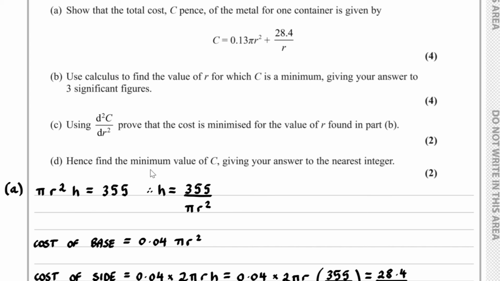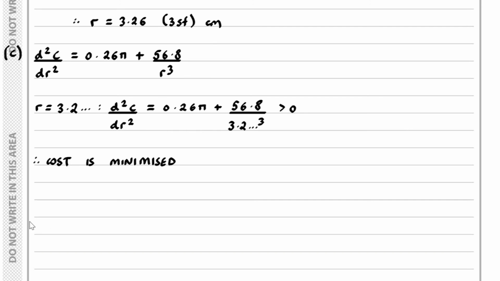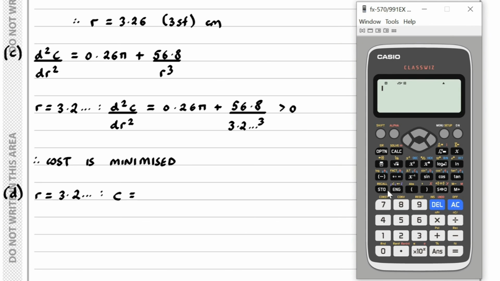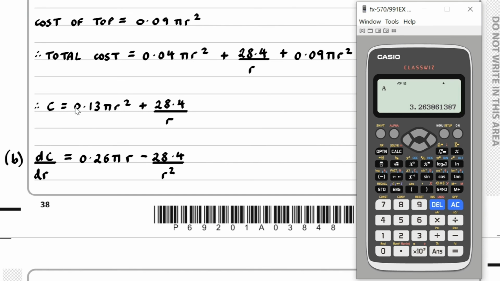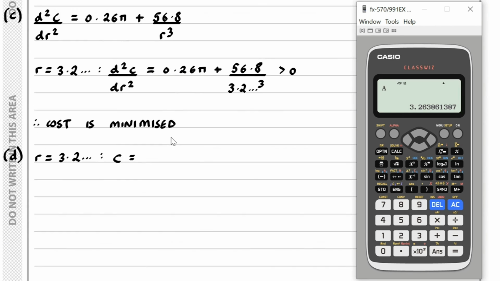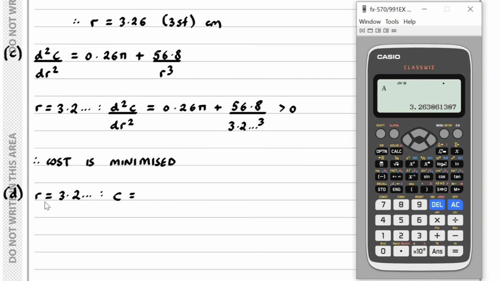And now for part D, hence find the minimum value of C, giving an answer to the nearest integer. So, for part D, with our value of r equals 3.2, etc., we can substitute this in to find out what C is. So I've got my value of r, and I can substitute this into C, which we worked out previously, to find out what the minimum cost is. And the reason we substitute r equals 3.2, etc., is that this gives us the minimum cost.